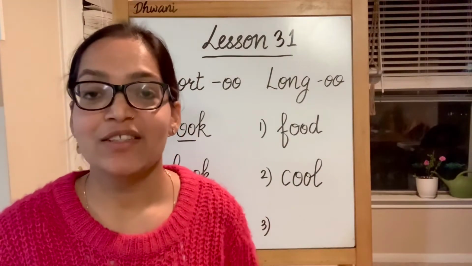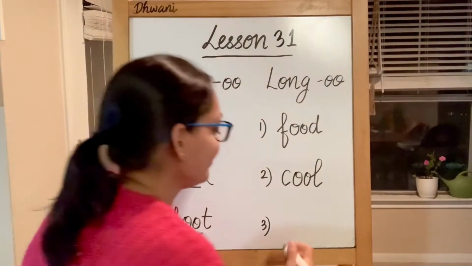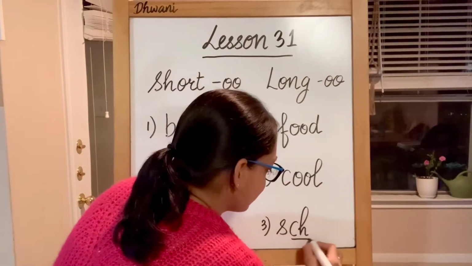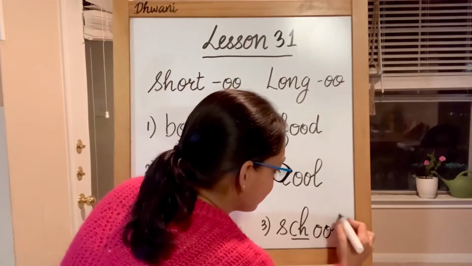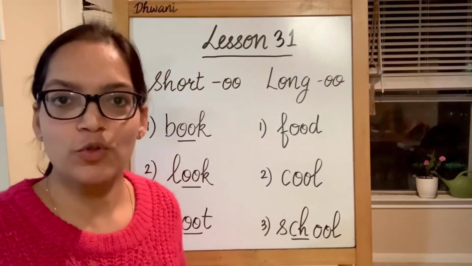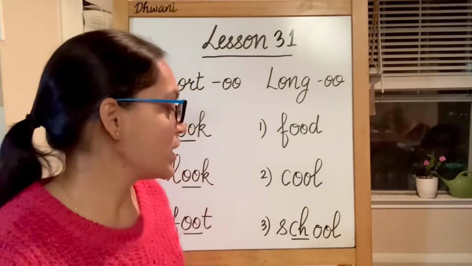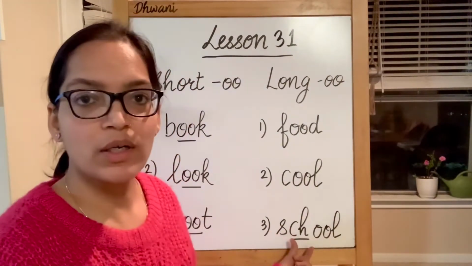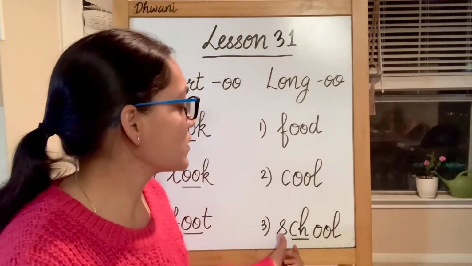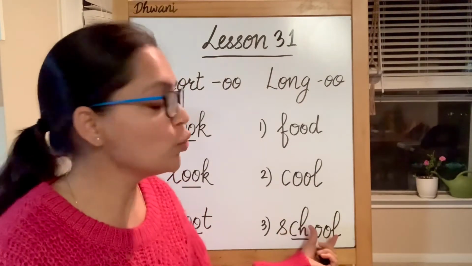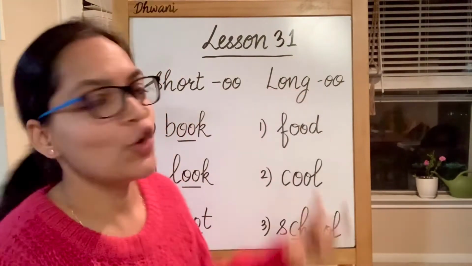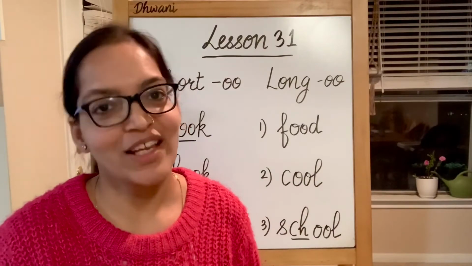And the last one is school. We have a digraph here and we also have our long OO sound, which is school. CH is making its K sound here. It's school. It's not school. It's school. So, the long OO sound. Now let's do homophones.